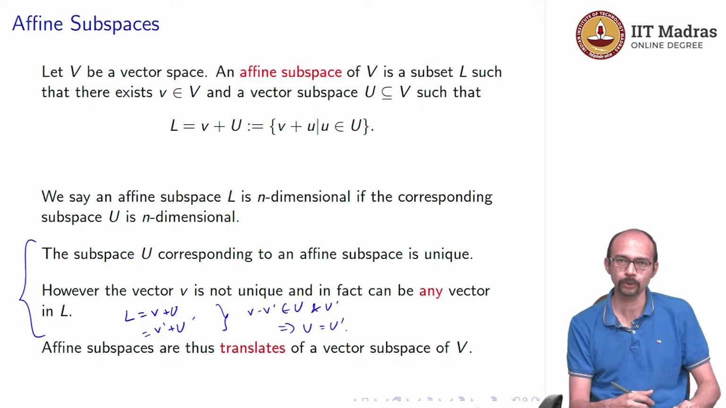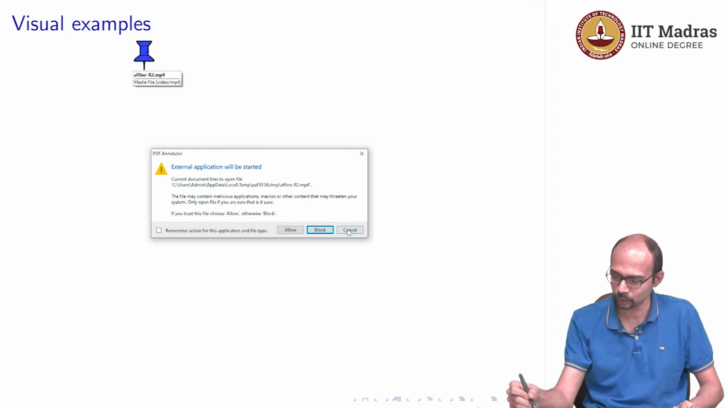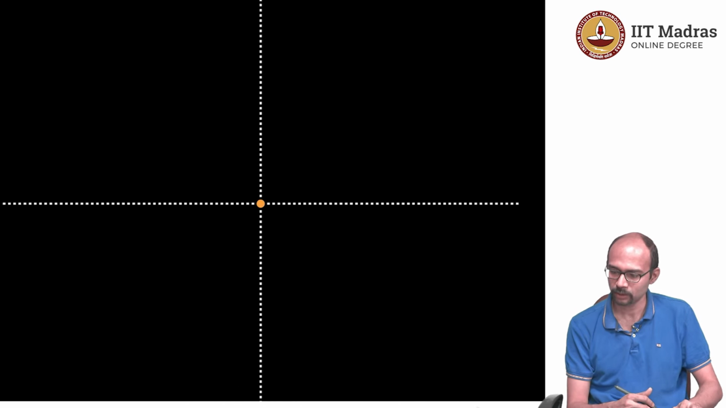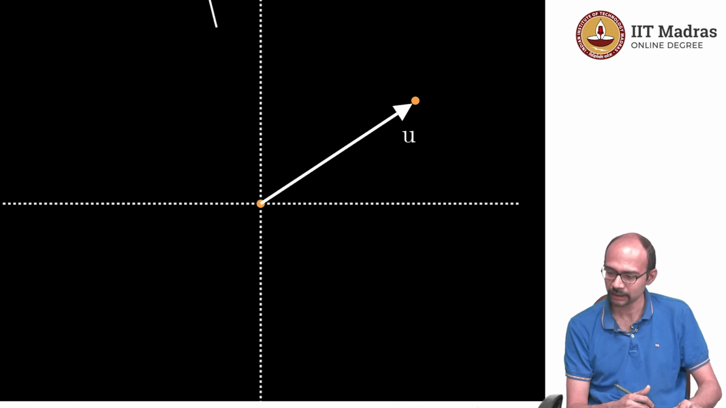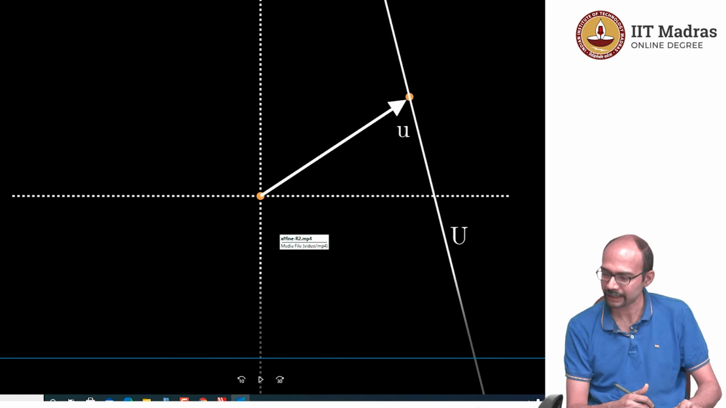So, let us look at a few nice videos that our team has made to explain this idea clearly. This is a video in R2. So, let us first draw the axis. Once you have the axis, let us draw this vector v. This should have been labeled v and not u. This is little v and not little u, and this is your subspace u, which is a line, and then you translate it, and that gives you your space L. So, that is your new space L.